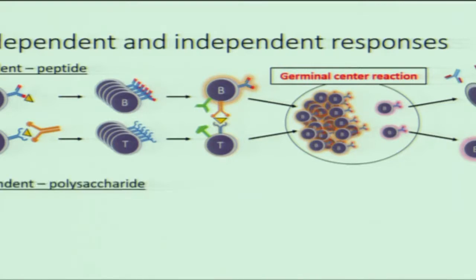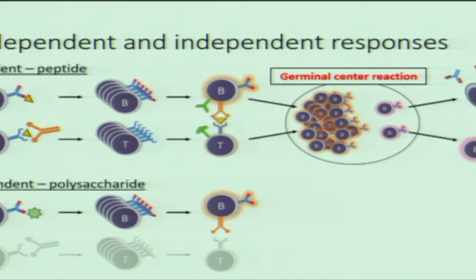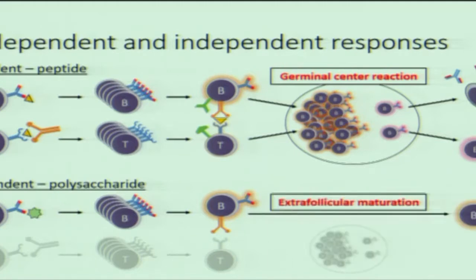In contrast to this, T-independent responses, for example, in response to a polysaccharide antigen, there is no involvement of the T cell because the T cell cannot be stimulated by a polysaccharide antigen. So only the B cell is stimulated to proliferate. The B cell cannot present antigen to the T cell counterpart, so there's no germinal center reaction. B cells have to undergo extrafollicular maturation, and they still end up producing antibodies, but they tend to be of lower quality and lower number.